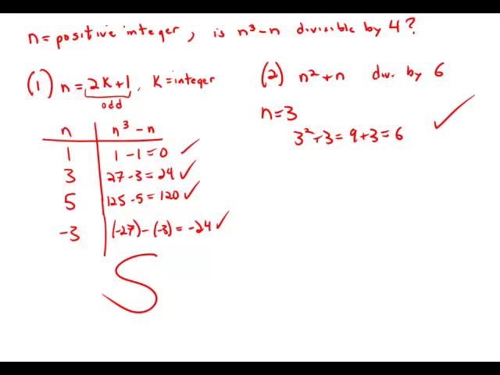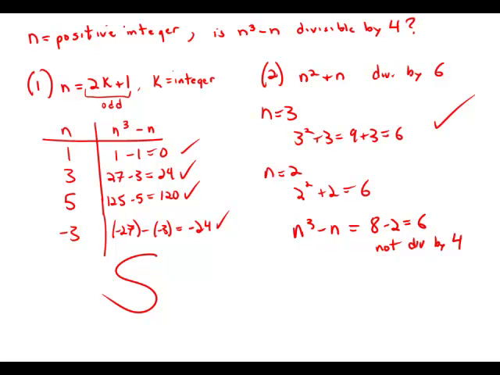And we found out already from statement number 1 that 3 is something that works. In other words, when n equals 3, n cubed minus n is divisible by 4. Another value that would produce something divisible by 6 is n equals 2, because of course 2 squared plus 2 equals 6, and of course 6 is divisible by 6. Well, what happens if we plug 2 into n cubed minus n? Then we get 8 minus 2, which is 6, which is not divisible by 4.